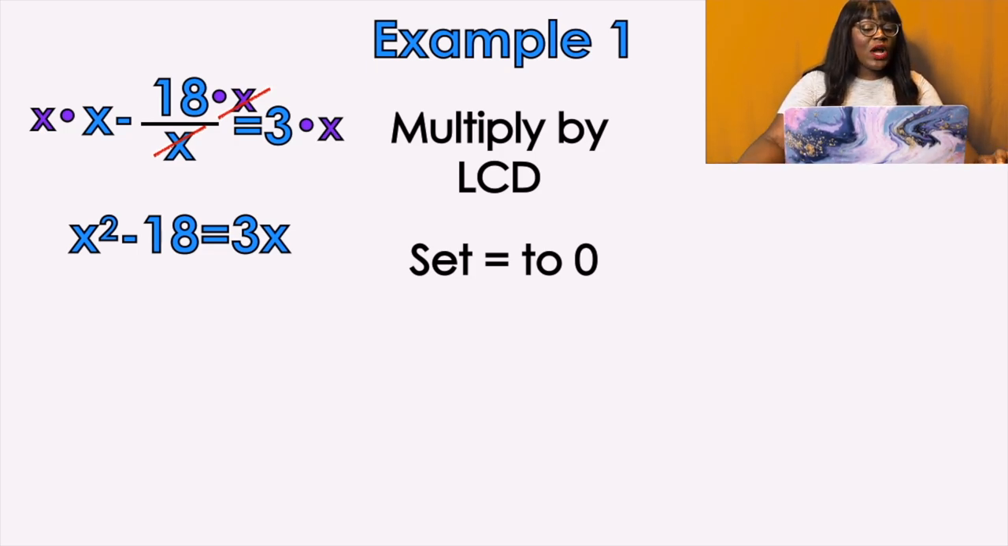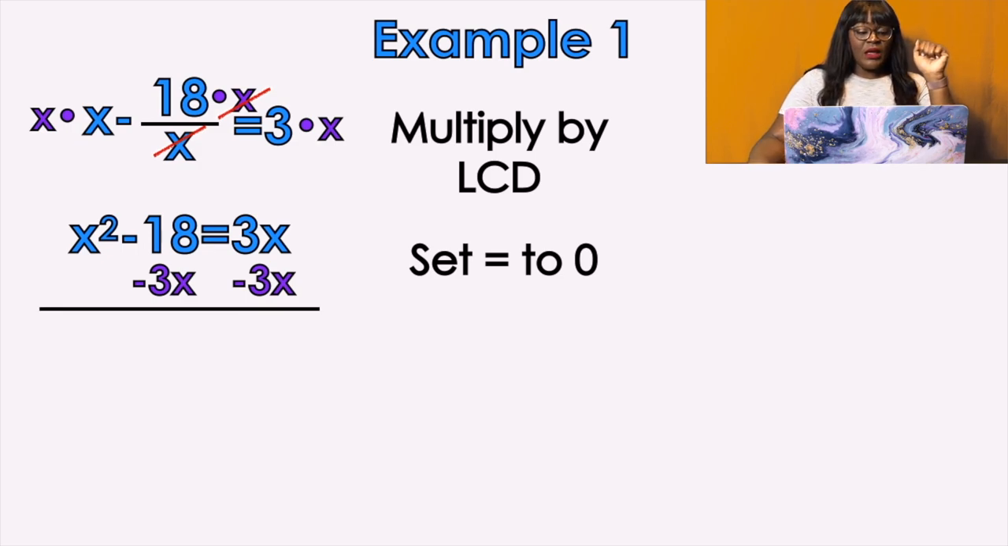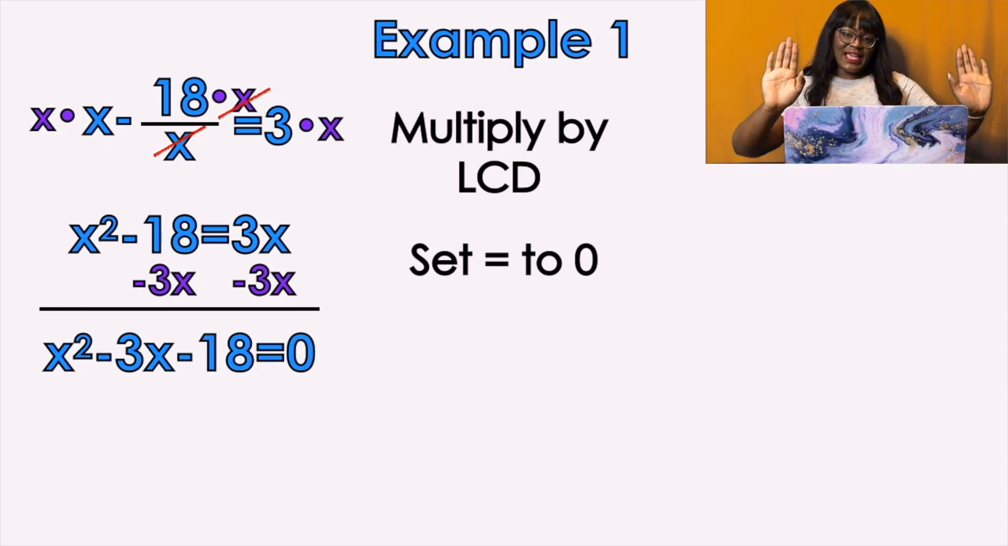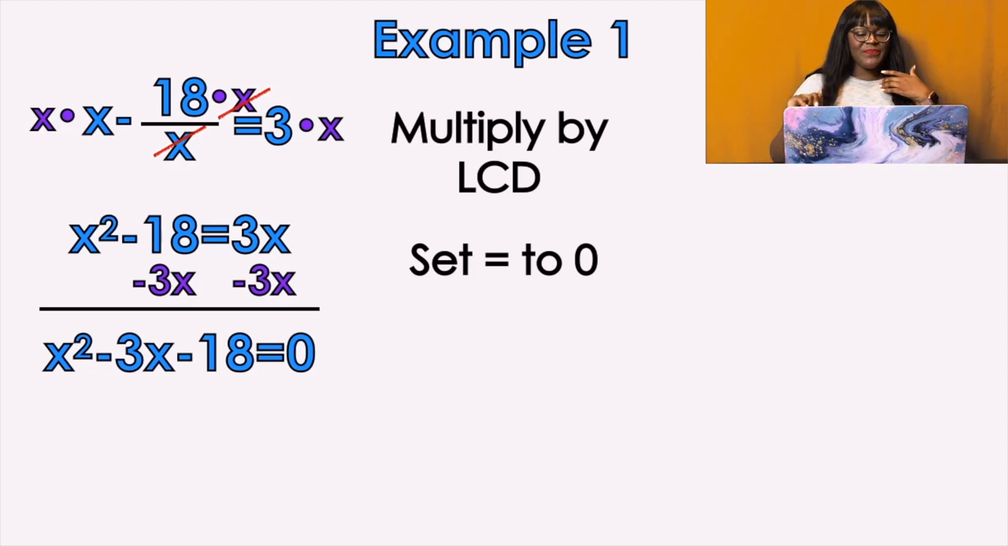When you're solving for a quadratic, you need to set the problem equal to 0. Right now, our problem is set equal to 3x. I don't want it set equal to 3x. I want it set equal to 0. So I'm going to subtract 3x from both sides to get that 3x over to the other side. Okay? I can't combine the 18 and the 3x. Don't do that. They're not like terms. So I put everything on the left-hand side in order from greatest exponent to smallest exponent, in descending order, okay? So x squared minus 3x minus 18 equals 0.